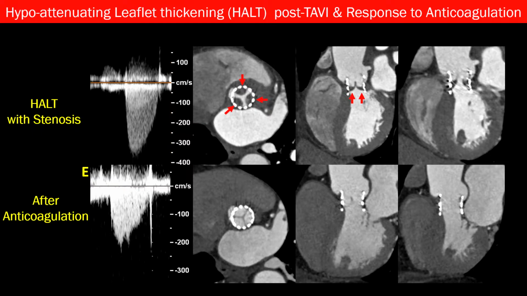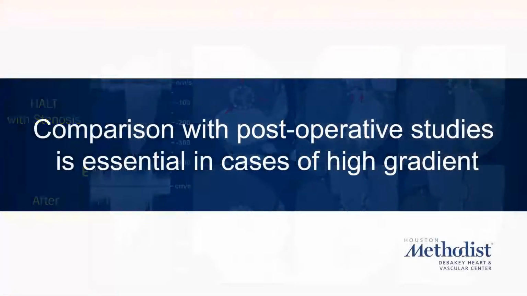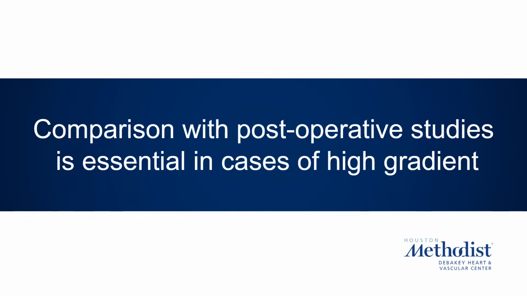And nowadays with electronic health records, these are much more available among institutions, so you should be able to tell that. There's an entity that I'm pretty sure Dr. Chang will talk about, hypoattenuation leaflet thickening, which is HALT. And you could see that very nicely here in this example. After anticoagulation, the motion of the valve per se got better and the gradient went down.